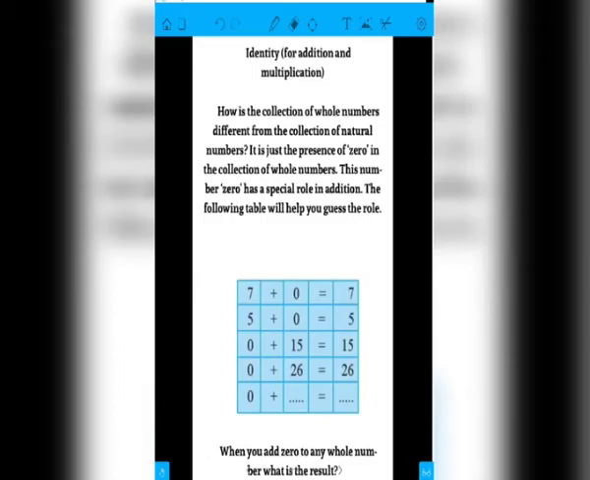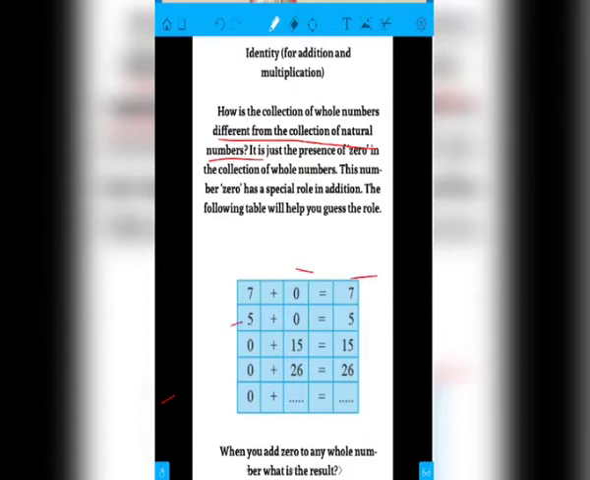Now let's come to the topic, that is identity for addition and multiplication. How is the collection of whole numbers different from the collection of natural numbers? You will say the difference is only 0, because whole numbers include 0 but natural numbers don't. So this is the only difference. So what if I add 0 to any number? You will say the answer will be the same. So this is the property of additive identity, for 0.